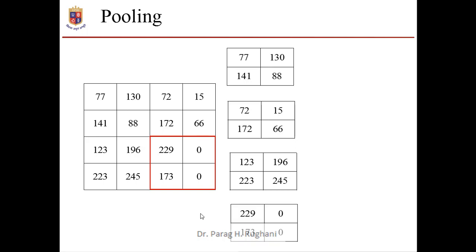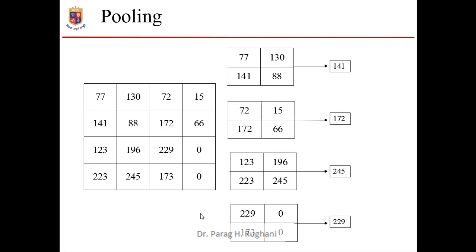Now you have 4 different matrices of the size 2 by 2, and while applying the pooling, you want to get the maximum value out of each 2 by 2 matrix. Let us take the first matrix, which is 77, 130, 141 and 88. The highest value of this matrix is 141, so I'll pick up 141. For the next matrix, the greatest value is 172, so I'll pick up 172. For the third matrix, it's 245, so I will take 245, and for the last matrix it will be 229.